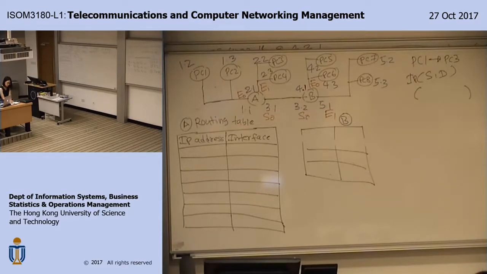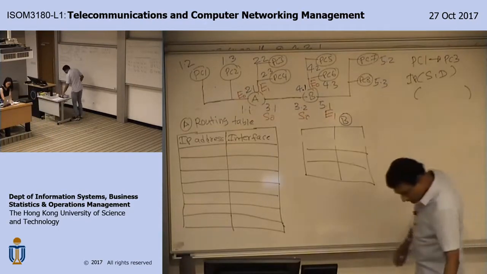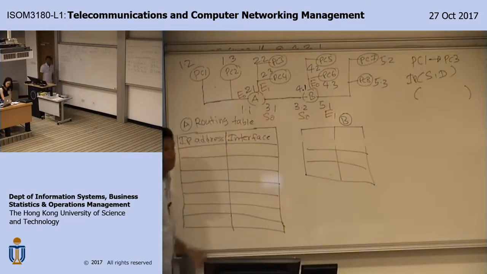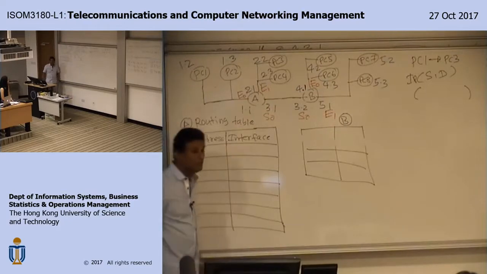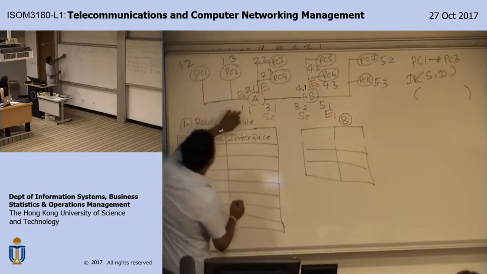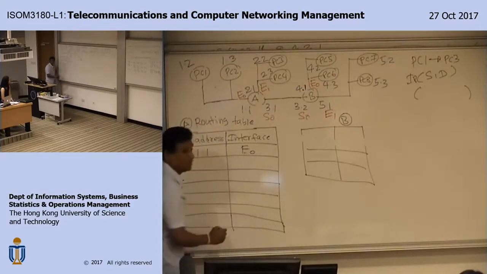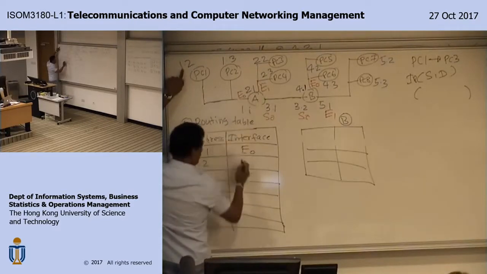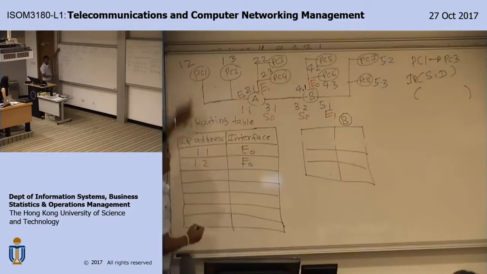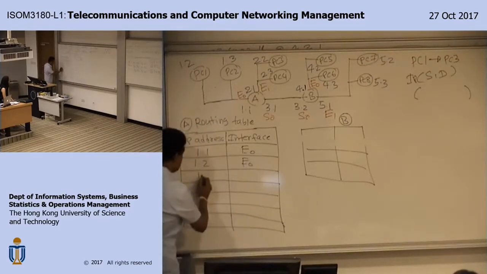How many entries altogether, guys? Okay, what's the first one? What's the first IP address? 1.1, which interface? E0. What else? 1.2, which interface? Again E0, right? And then 1.3, which interface?